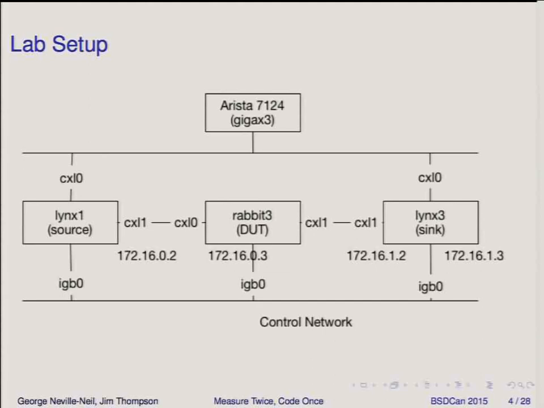And then we've got this Arista 10 gig switch up at the top. So we can either go through the device under test, you'll see DUT a lot, or we can go over this network and remove the device under test and see what we would get in this case. So this is a typical three system lab setup.